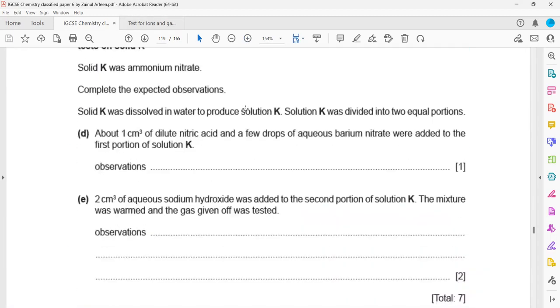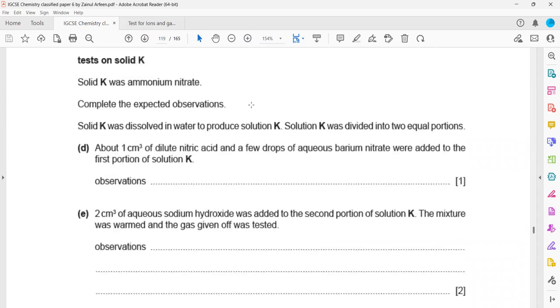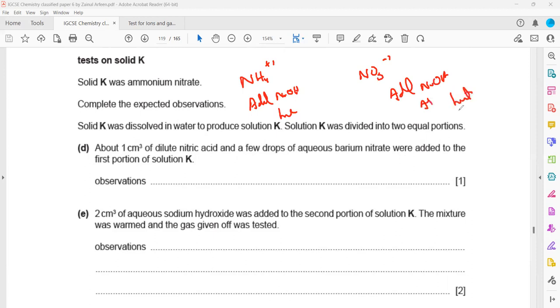Solid K was ammonium nitrate. So we have an ammonium ion and a nitrate ion. How do we test the ammonium ion? We add sodium hydroxide and heat. How do we test the nitrate ion? We add sodium hydroxide followed by aluminium powder or aluminium foil, then heat carefully to get ammonia.